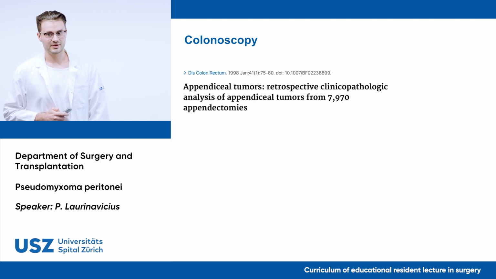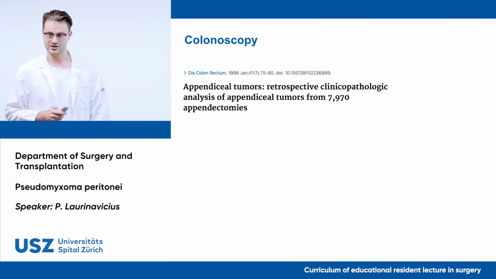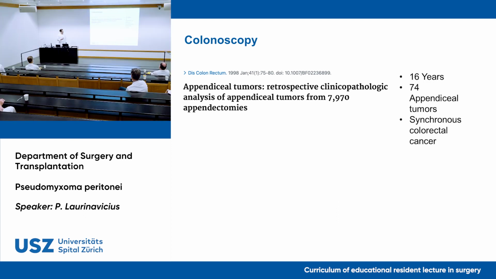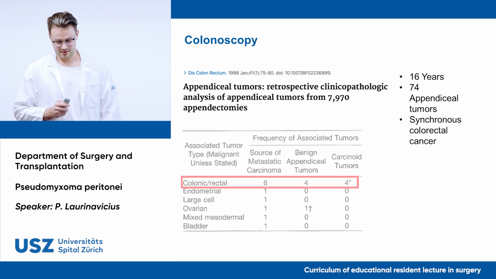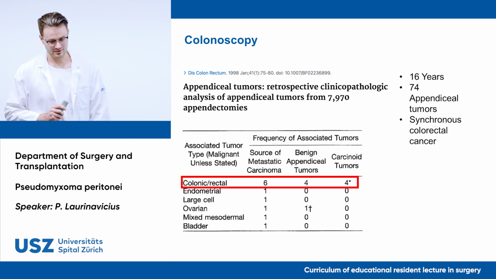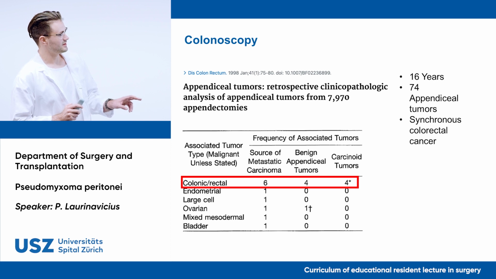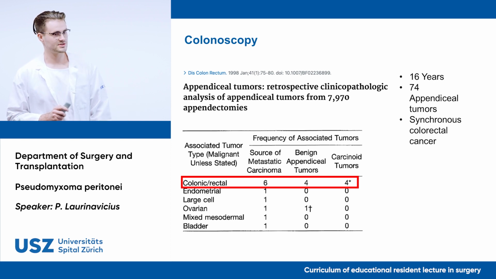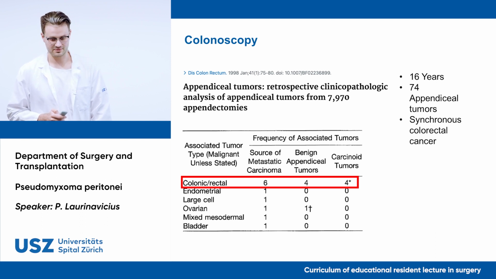This was demonstrated by the colleagues from New Zealand, where they analyzed almost 8,000 patients after appendectomies over 16 years, and 74 of them had appendiceal tumors. It's important to look at the statistics, and we can see that 14 of them had synchronous colorectal cancer, which has to be ruled out or proven before we begin with a definitive treatment.